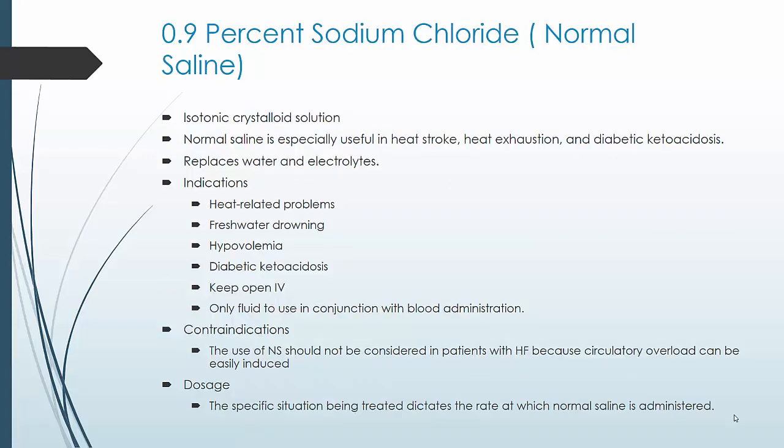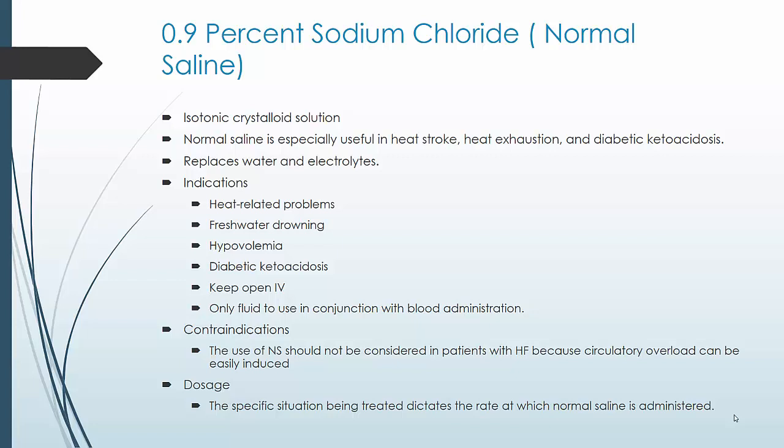Now, your normal saline, 0.9% sodium chloride. It's an isotonic crystalloid. Okay, useful for heat stroke, heat exhaustion, DKA. It replaces your fluids and your electrolytes. Your contraindications: we don't really want to use this in a patient with heart failure if we can avoid it, because circulatory overload can happen very, very rapidly. Okay, as far as dosage goes, the situation is going to dictate how much you give. Like the other ones, this one is on the acidic side, and your pH range for normal saline is going to be between 4.5 and 7.